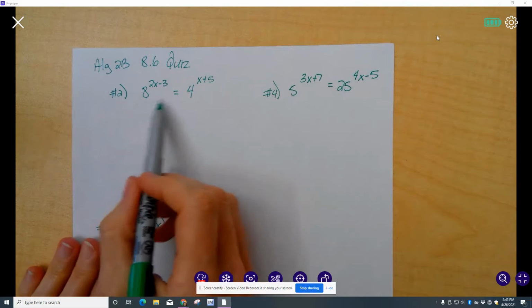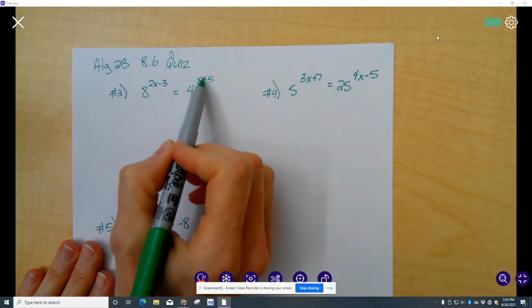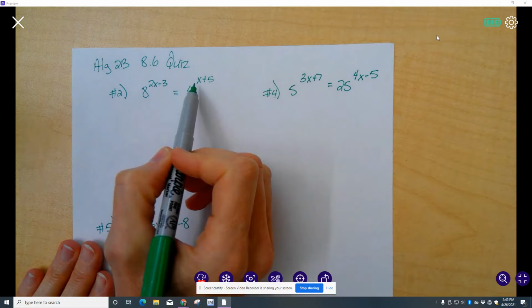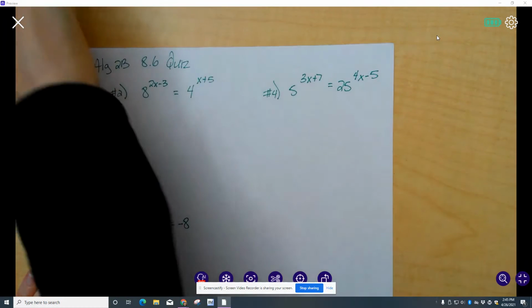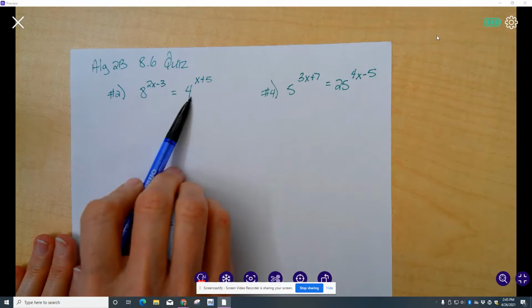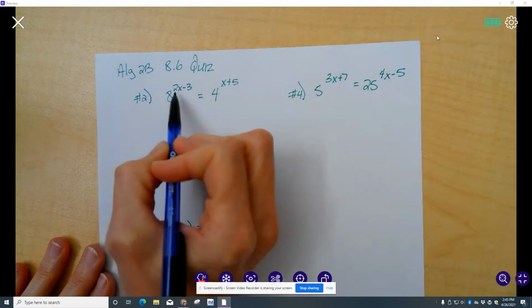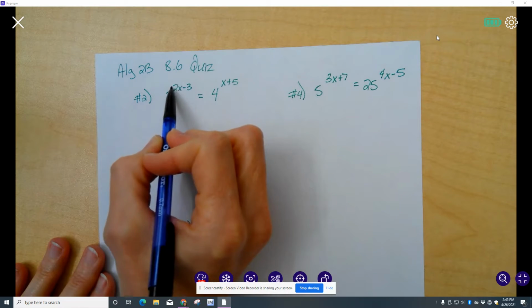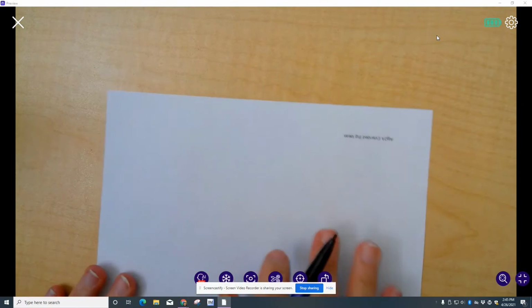So these are exponentials because your variable is stuck up here as an exponent. That's why we call it an exponential. And your goal in solving these problems is to get the same bases. So the big number we call the base, and then this whole thing here we call the power or the exponent.